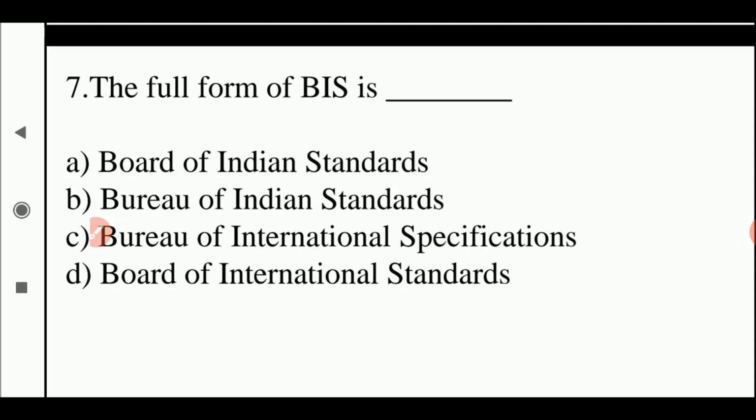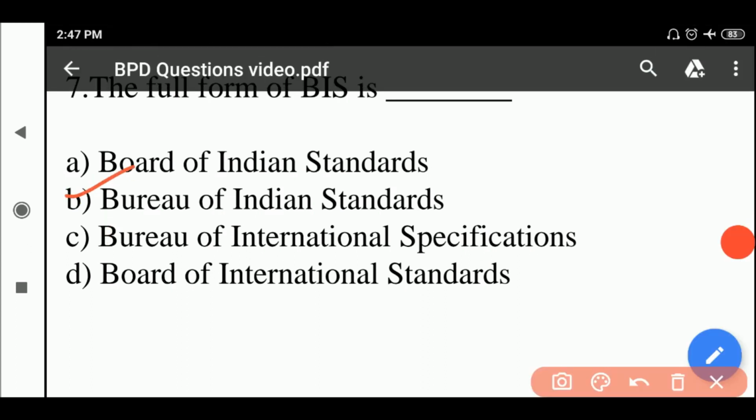Next objective, the full form of BIS is: first option Board of Indian Standards, second Bureau of Indian Standard, third Bureau of International Specification, fourth Board of International Standard. So as we know, the BIS is nothing but Bureau of Indian Standard, that is option B.